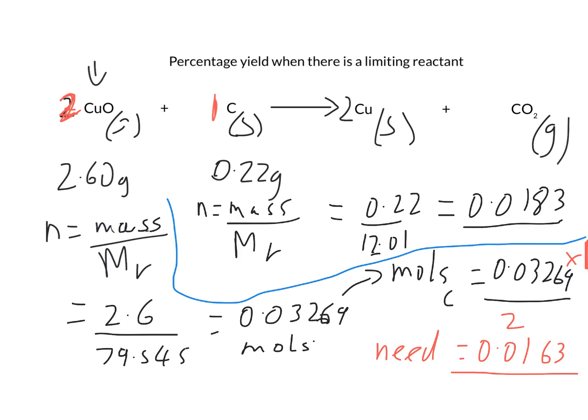We just worked out that we needed 0.0163 moles of carbon to completely react with the copper oxide, but we actually have 0.0183. So, in other words, we're going to call the carbon the excess reactant. It's in excess. We have more than what we need. So the limiting reactant in this case is the copper oxide. So we're going to write limiting on the top there.